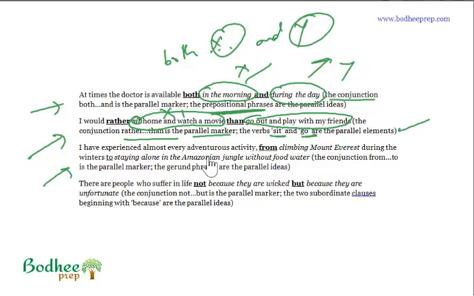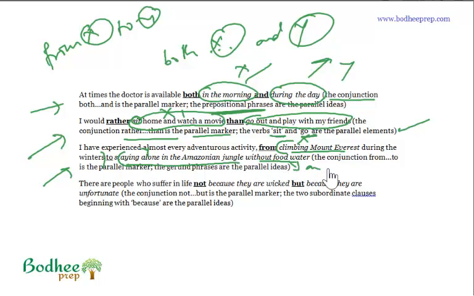I have experienced almost every adventurous activity from X to Y. So again, we have the idiom from X to Y, where X and Y are the parallel elements. What is X? X is climbing Mount Everest during the winters, to Y, staying alone in the Amazonian jungle without food and water. So I have experienced almost every adventurous activity from climbing Mount Everest during the winters, which is the first gerund phrase, to staying alone in the Amazonian jungle without food and water.